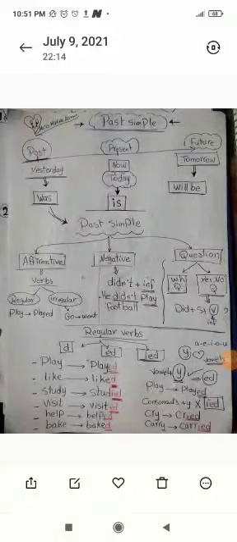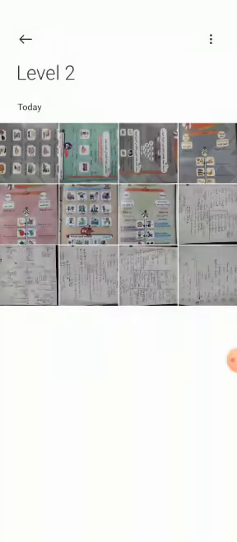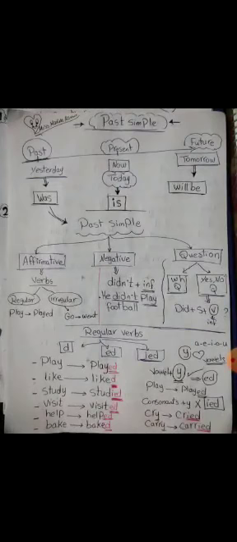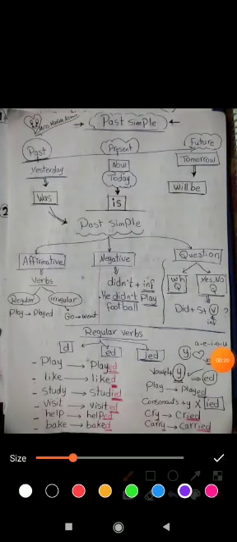So, my dear students, now we will talk about a very, very important tense. We will talk about past simple. Let's see the timeline here. We have present, past, and future. How many main tenses do we have?